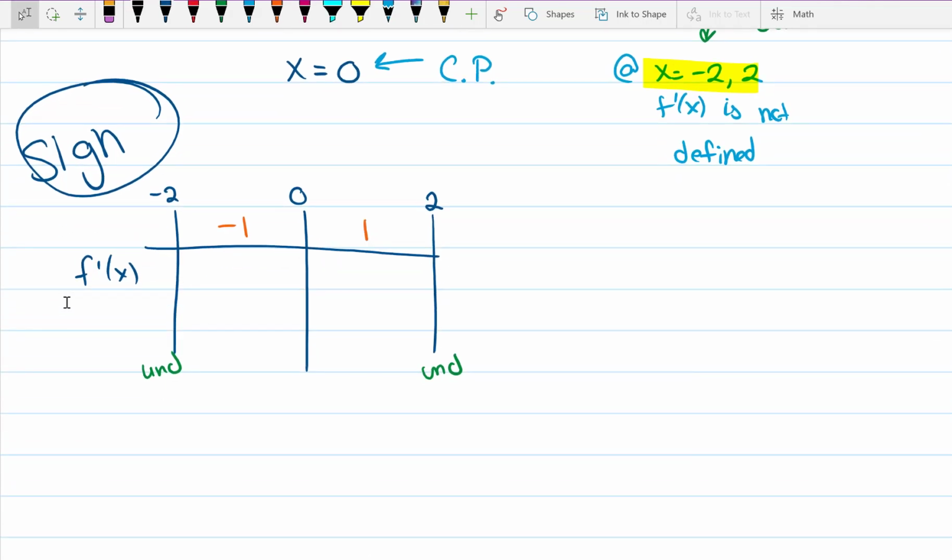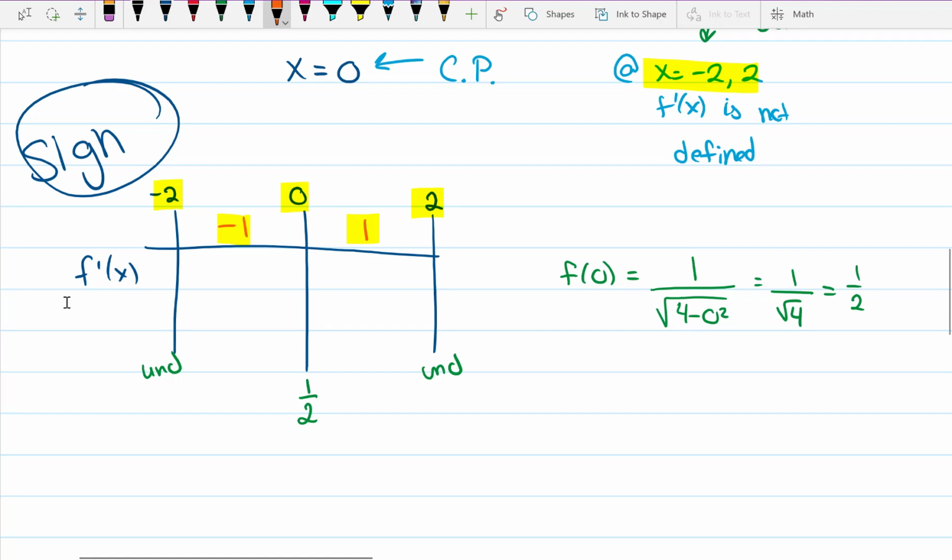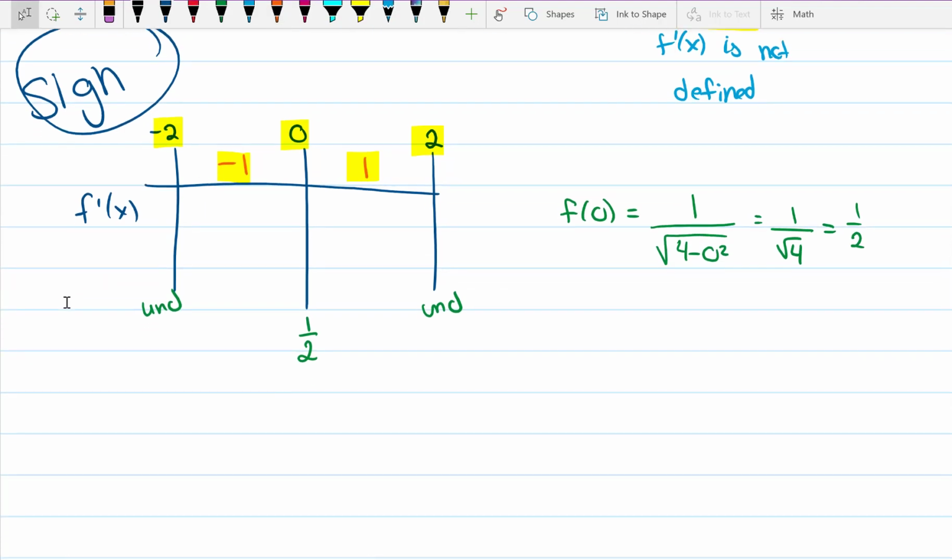So now I need to evaluate it at -2, -1, 0, 1, and 2. Basically, I need to evaluate it at all of these x values. Now 2 and -2 are done because they're undefined. So I'm going to do f of 0, and I'm going to get 1 over the square root of 4 minus 0 squared, which is 1 over the square root of 4, which is 1/2. So this means it's either a maximum or a minimum. But I need to figure out, is it a max or a min? Well, looking at the graph, we know it's a min, but let's just do it with algebra.